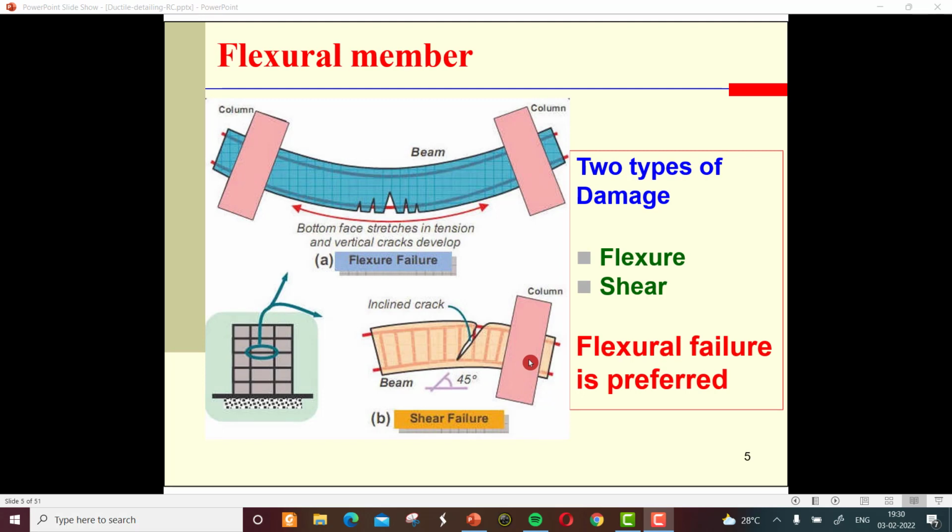Generally, there are two types of damage for a beam. One is flexure failure and the other one is shear failure. So you can see from figure 1, when a beam is subjected to bending, the top will be under compression and the bottom under tension. As concrete is weak in tension, there will be flexural tensile failures. So the bottom face stretches in tension and develops vertical cracks. Similarly, you can see the shear failure, which is a diagonal failure.